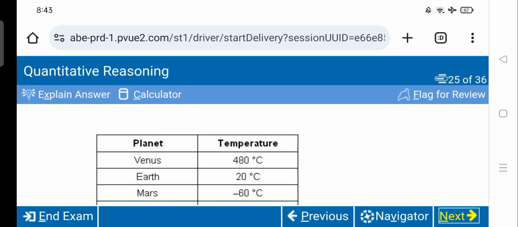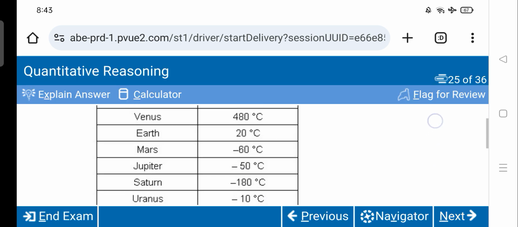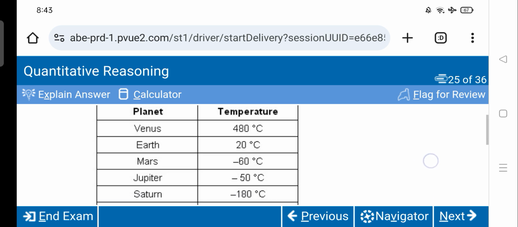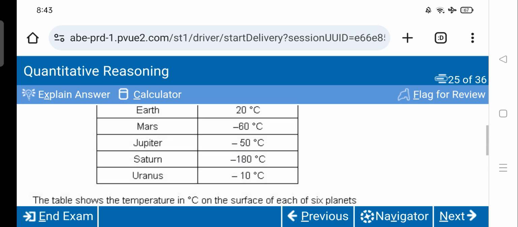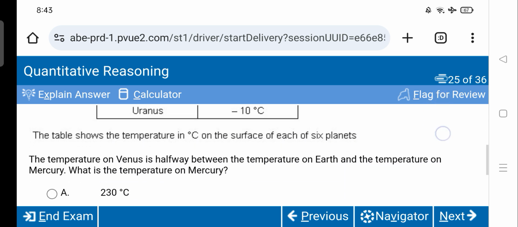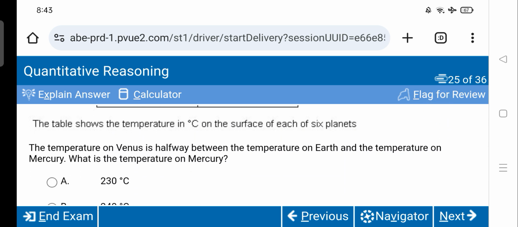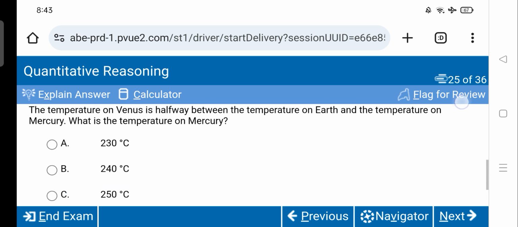The next question we have is question number 25. Here a table is given about planets and their temperatures. The table shows the temperature in degrees centigrade on the surface of each of 6 planets. The temperature on Venus is halfway between the temperature on Earth and the temperature on Mercury. So what is the temperature on Mercury?